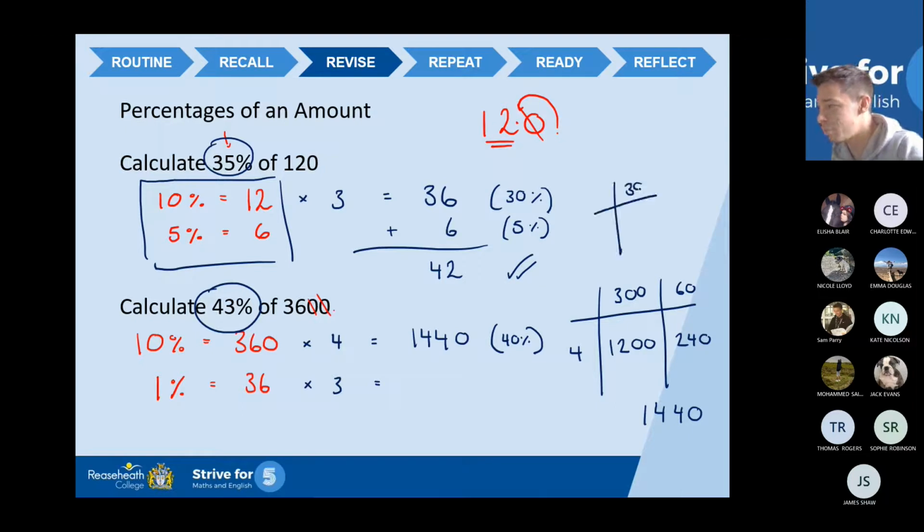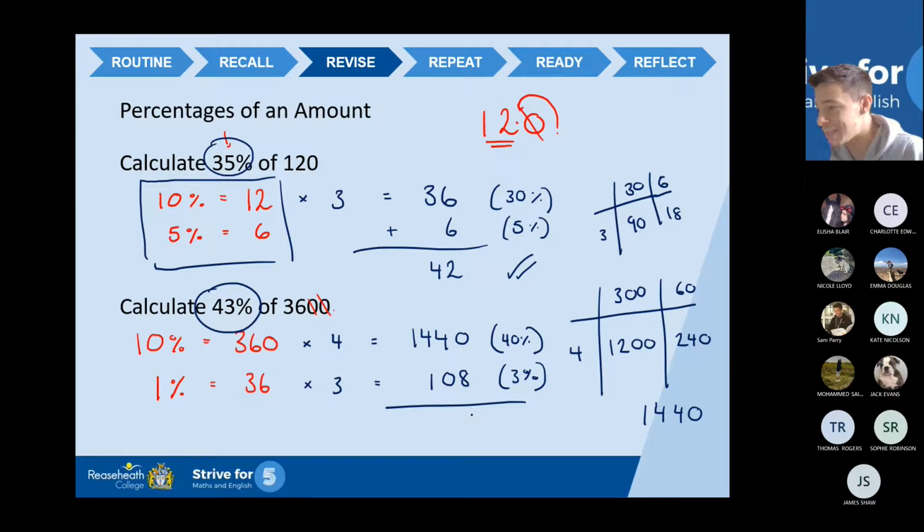So once again, let's split up 36 into 30 and 6. And we're timesing that by 3. So that's going to be 90 and 18, which together gives me 108. And that gives me my 3%. If I add those two values together, I'm going to get my final answer.